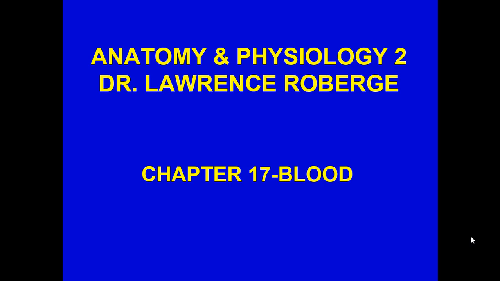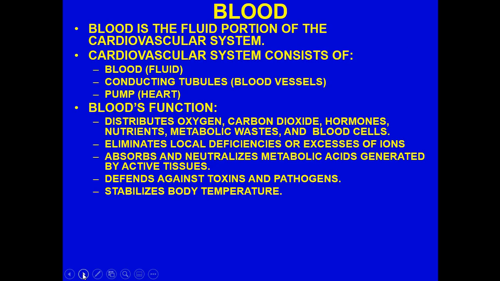This lecture is going to focus on blood for Anatomy and Physiology 2, and we need to go over a lot of different aspects of it, so we're going to get right into it. Blood is the fluid portion of the cardiovascular system. The cardiovascular system consists of blood, the fluid, the conducting tubules, the blood vessels, and the pump, the heart. We will deal with several of these other aspects in subsequent chapters.